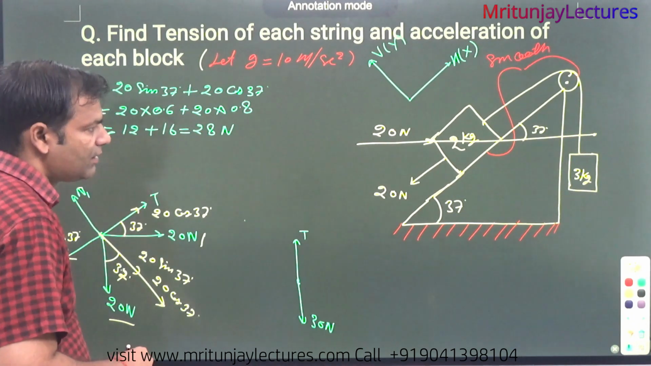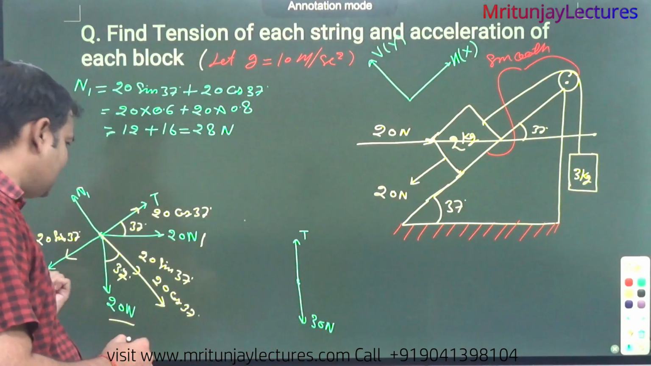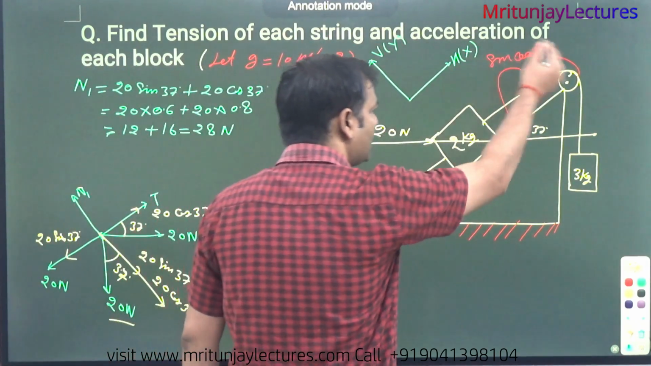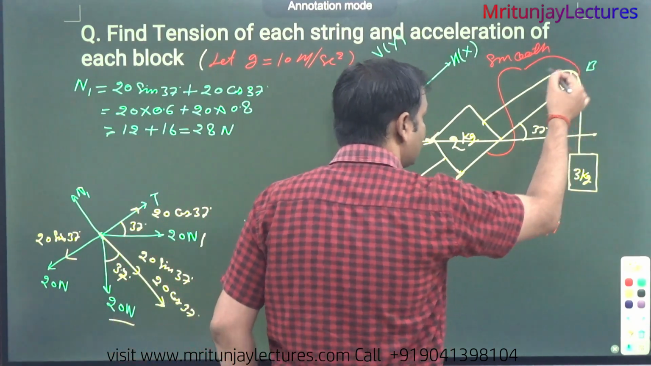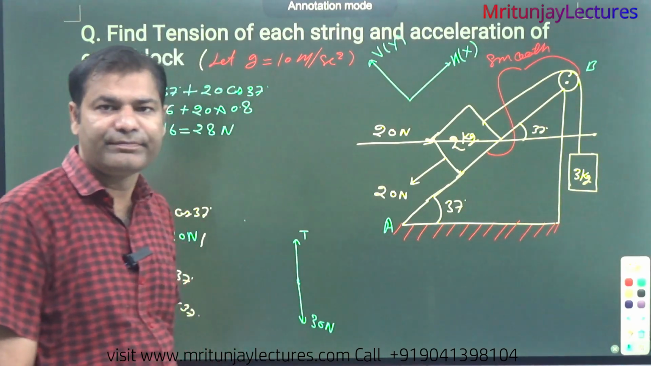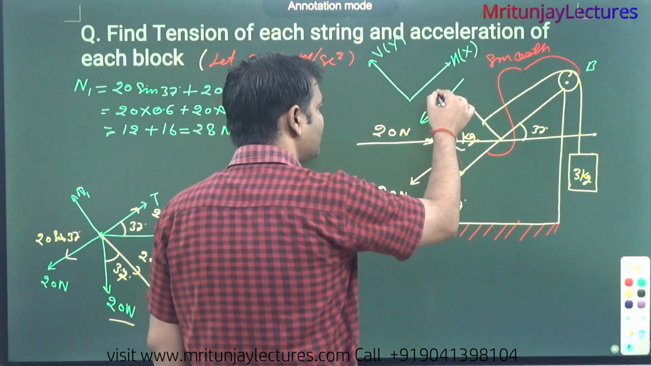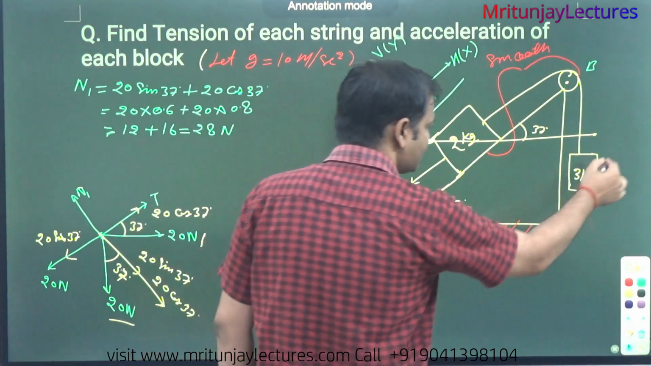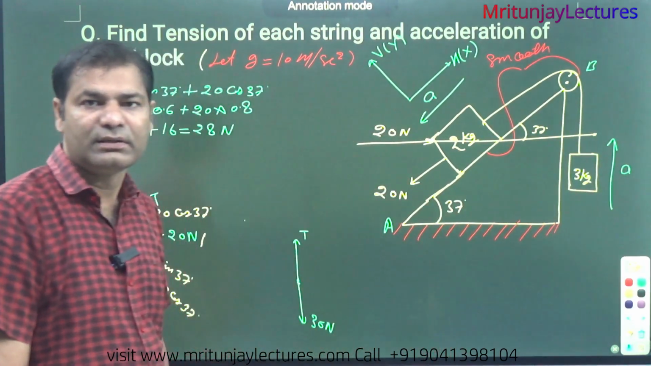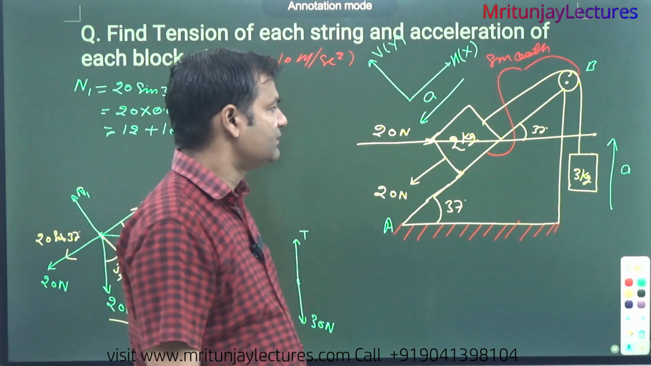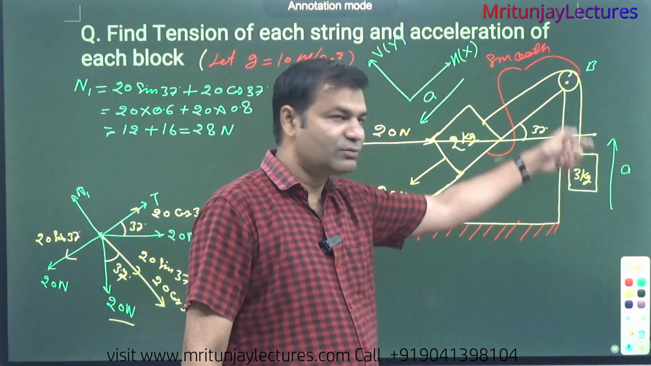Now next one, we have considered the block is moving corresponding to that direction. Suppose that is A and that is B. Moving from A to B or B to A. Suppose we have considered this block is moving corresponding to that one; this is also moving on that one. Why? Both are connected by a string. Okay. Both are connected by a string, that's why. If this is moving corresponding to that one, this is also moving on that one.